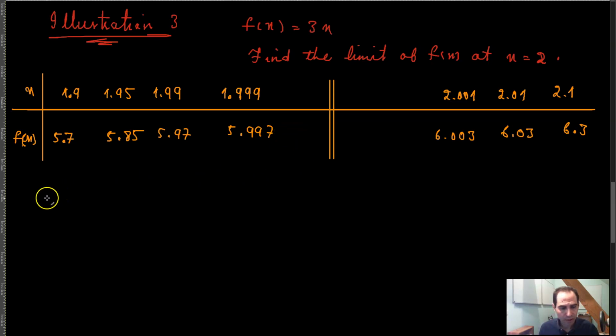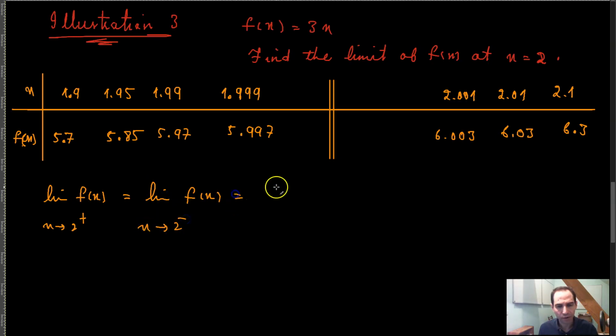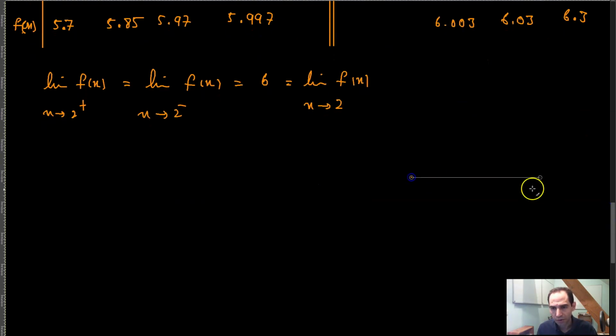And so then you can say that the limit of f of x as x approaches 2 from the right is equal to the limit of f of x as x approaches 2 from the left is equal to basically 6. And that is of course equal to the limit of f of x as x approaches 2. And the graph of course of this function would show you the same thing.